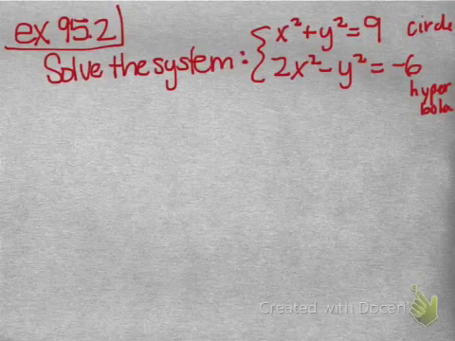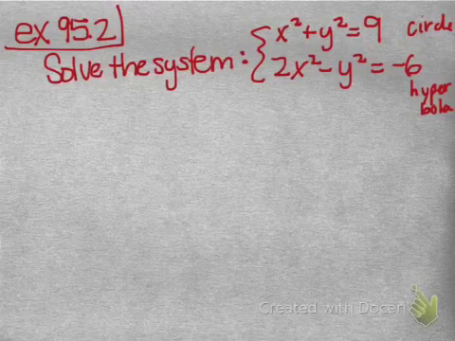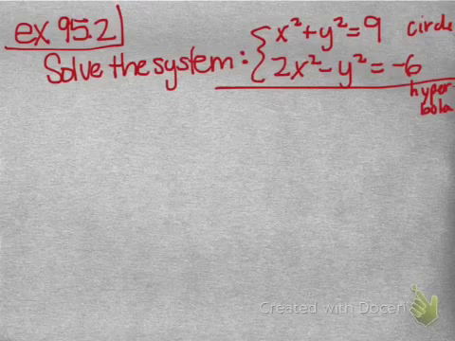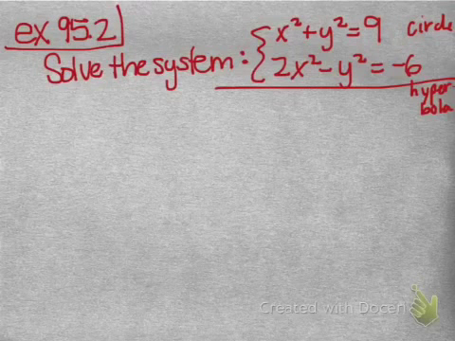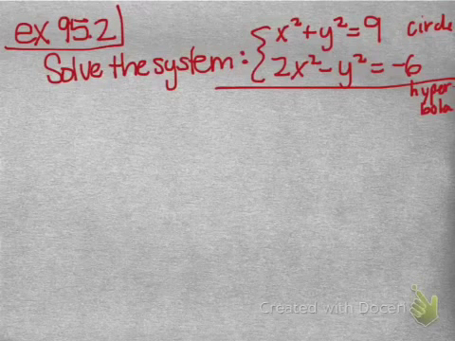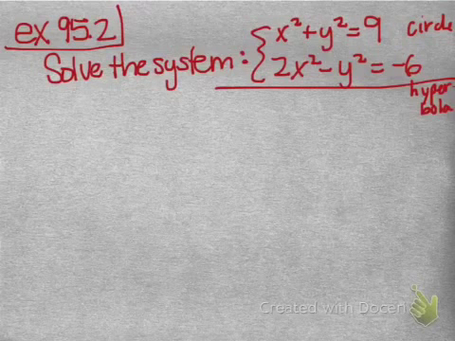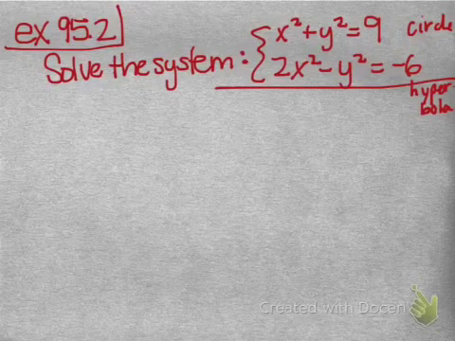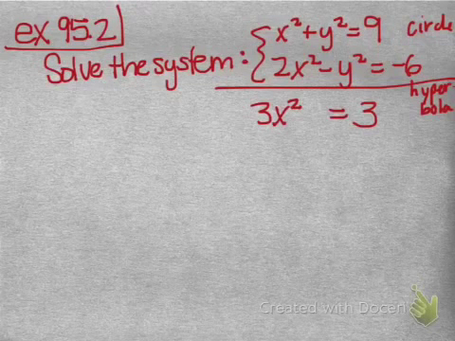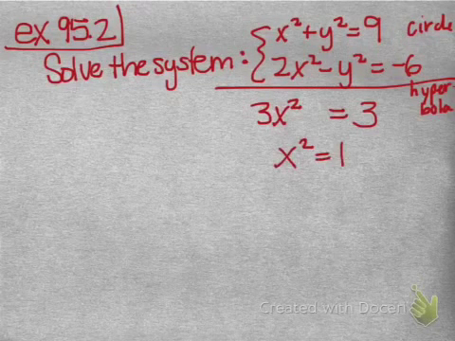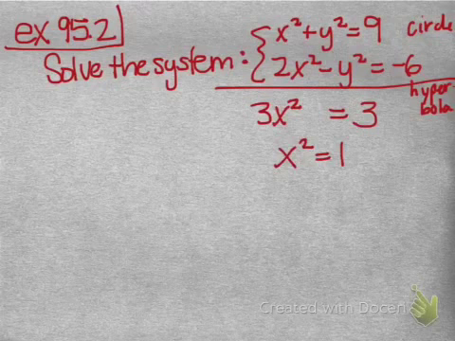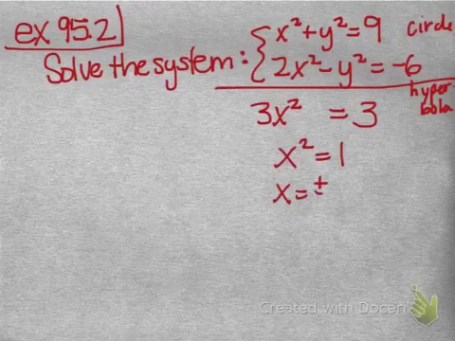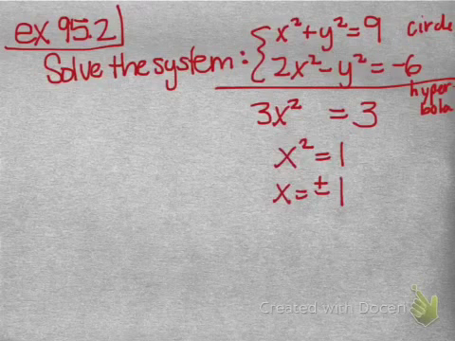Okay, next example, solve this system. So we have a circle and a hyperbola, and in this case, if you look, you have matching terms, so we can solve by elimination. If we add both of these equations together, the y squareds are going to drop out. So we have 3x squared is equal to 3. So in other words, x squared is equal to 1. Now we have to be careful because there are two possible solutions here. x can equal 1, but it also can equal negative 1, because negative 1 squared is also equal to 1.